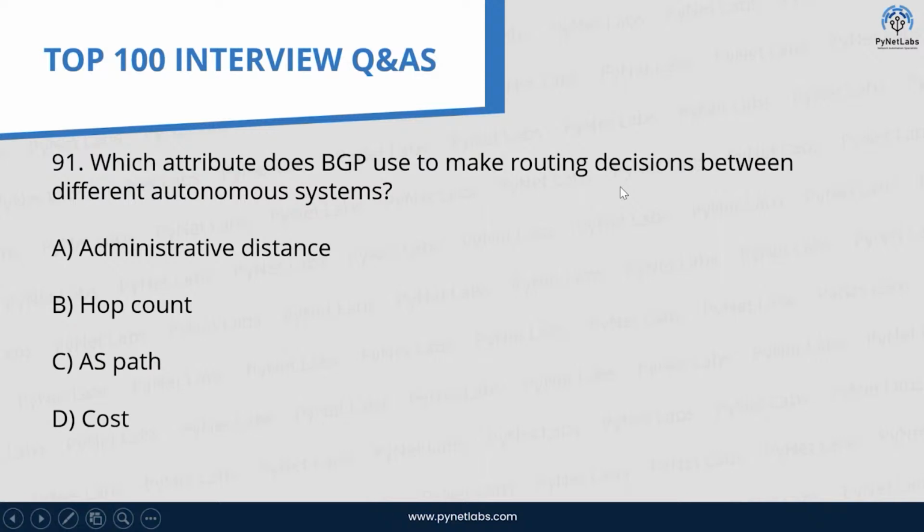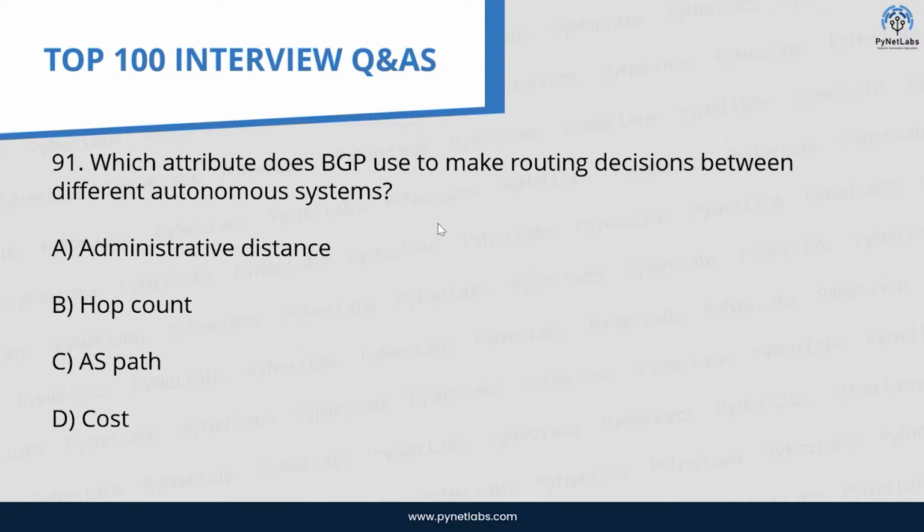So the first question, which is the 91st question of the Day-10 series, says: which attribute does BGP use to make the routing decisions between different autonomous systems? So you have some options. The first is administrative distance, second is hop count, third is AS path, and fourth is cost.